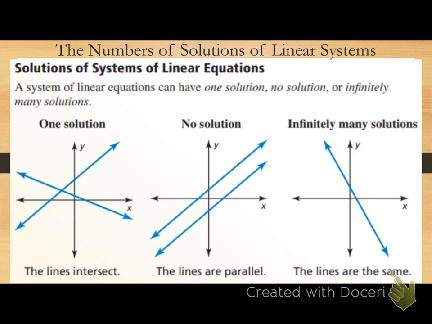And infinitely many solutions. If the lines are the same, infinitely many solutions. Our lines are intersecting at every single point. Those lines go on forever and ever. So they're intersecting, they have infinitely many solutions.